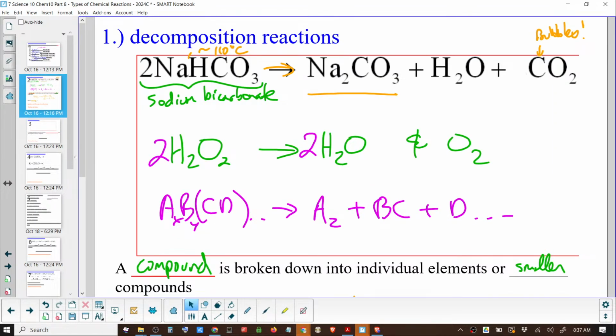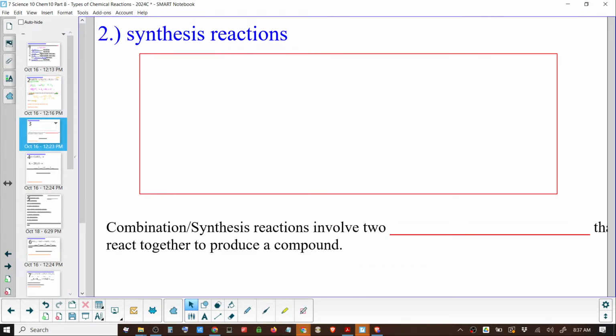So they broke up, decomposition, but then they got married.